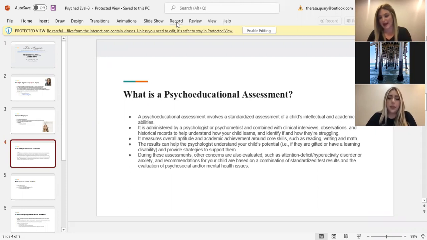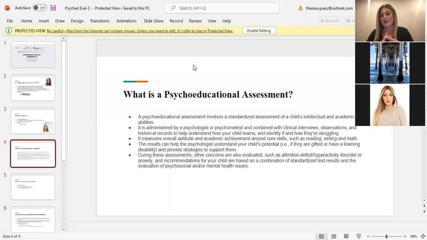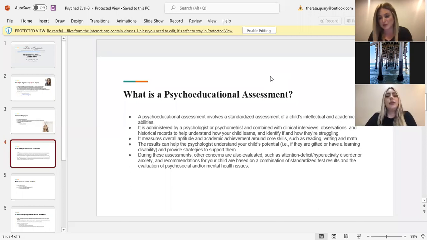And then once we have that assessment, we're able to share that assessment and give not only your child an accurate diagnosis, but we're also able to provide your school with information about special education eligibility, and most importantly, coming up with goals to help with your child's learning. So in a nutshell, that is what a psychoeducational assessment is.